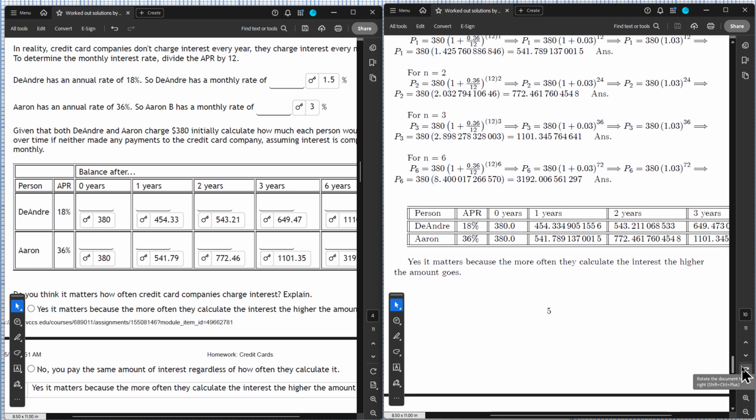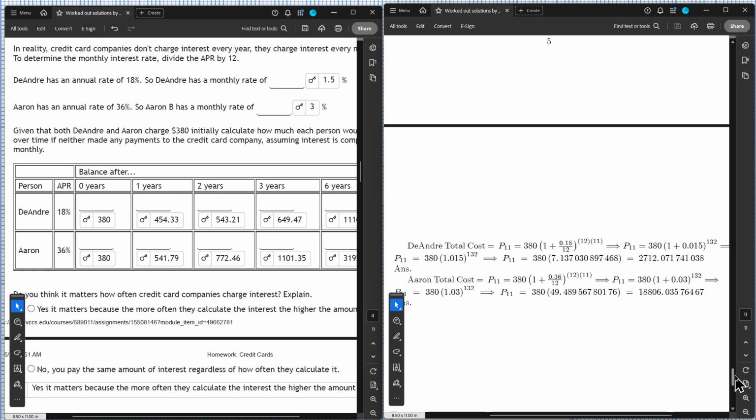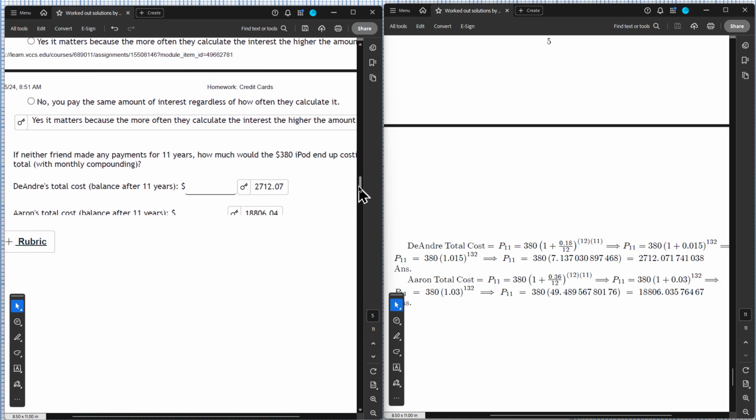Then they ask the question: do you think it matters how often credit card companies charge interest? Yes, it matters, because the more often they calculate the interest, the higher the amount they have to pay goes. Interest is what you pay for the convenience of using someone else's money.